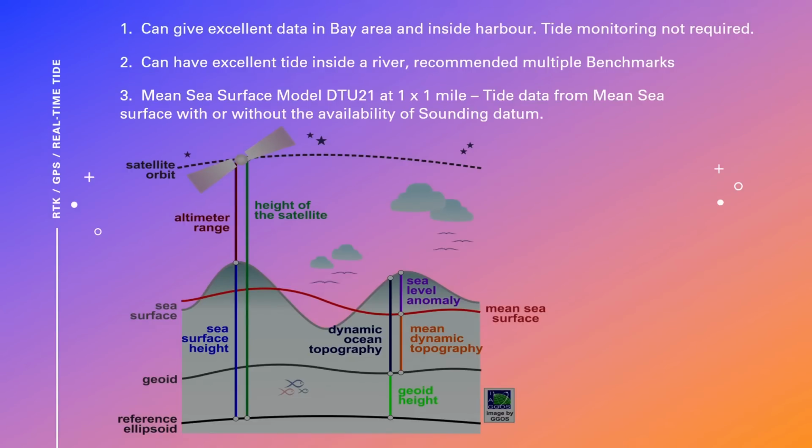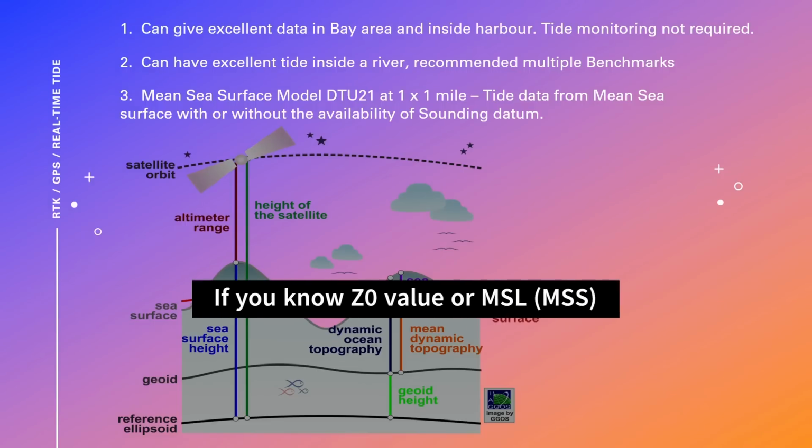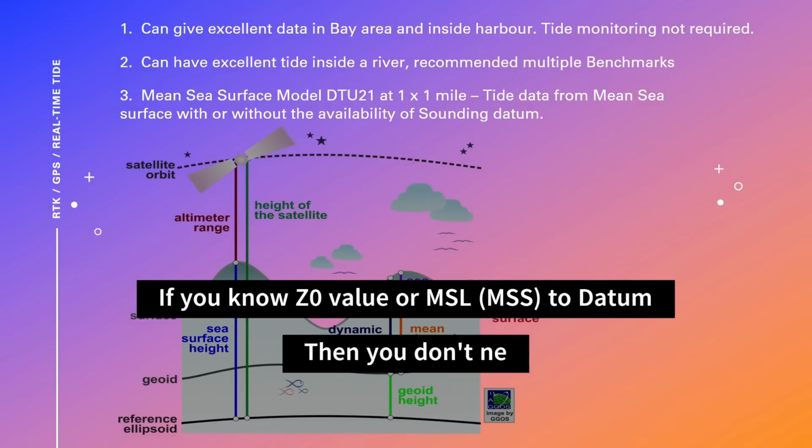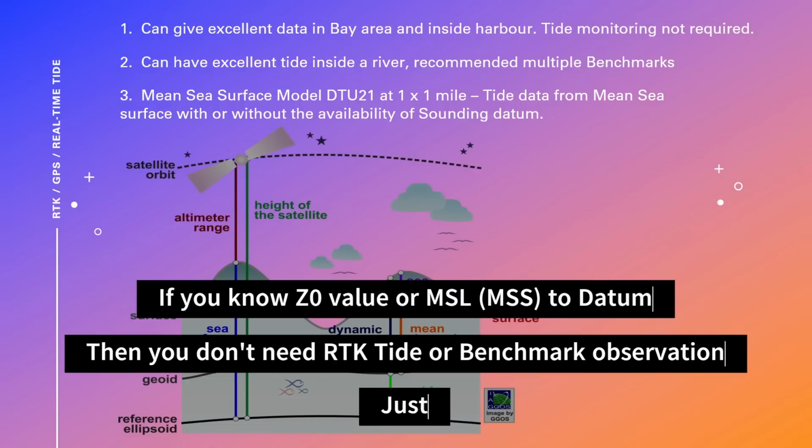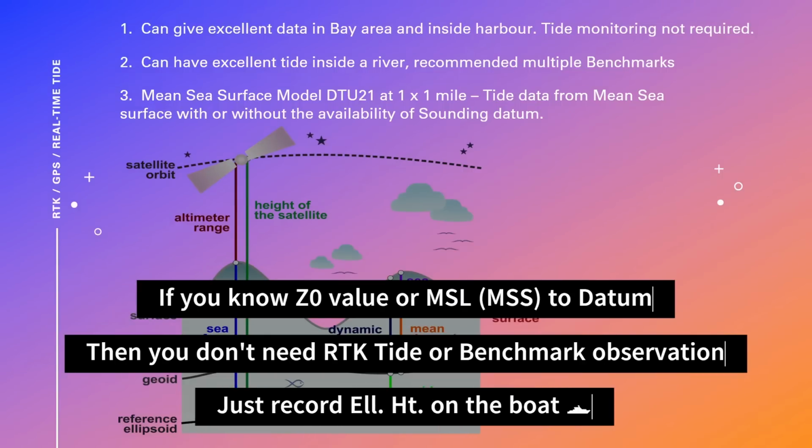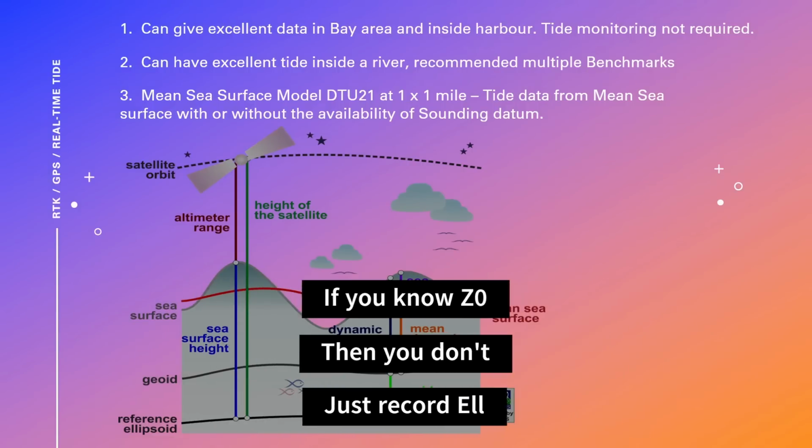Now there is something called mean sea surface model or DTU21. This mean sea surface model is computed over 1993 to 2012 period from multiple satellites. They are observing the sea surface continuously and got a data, and that is called a DTU21 at 1 mile by 1 mile grid. So if you are using a mean sea surface model or DTU21, you can have the tide data from the mean sea surface.